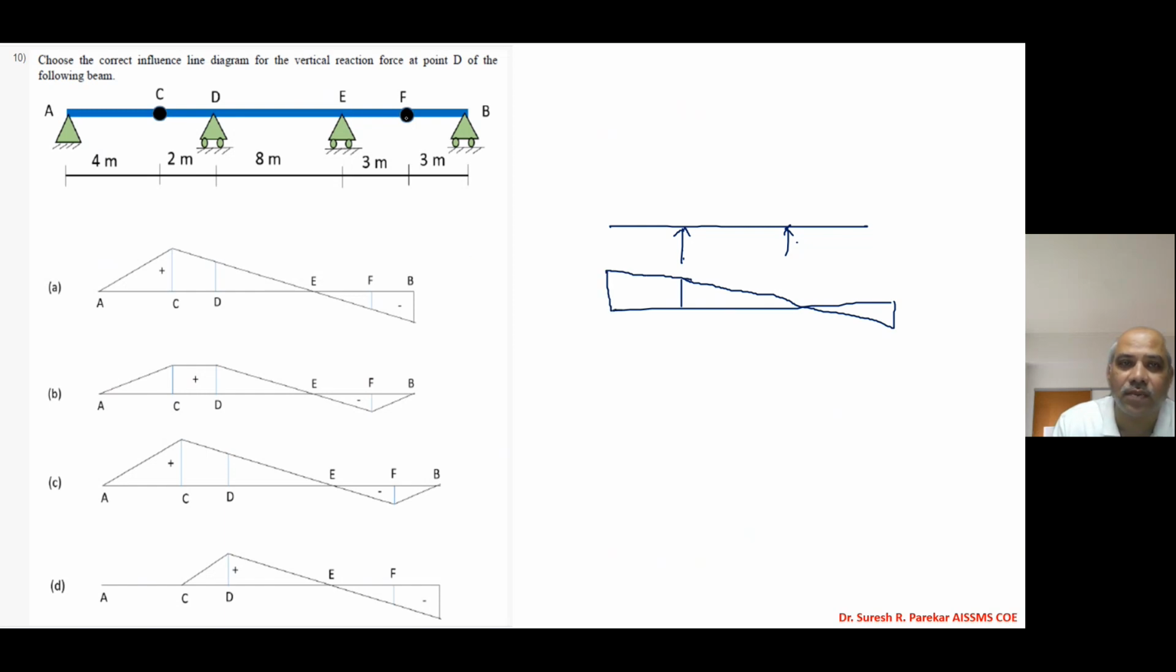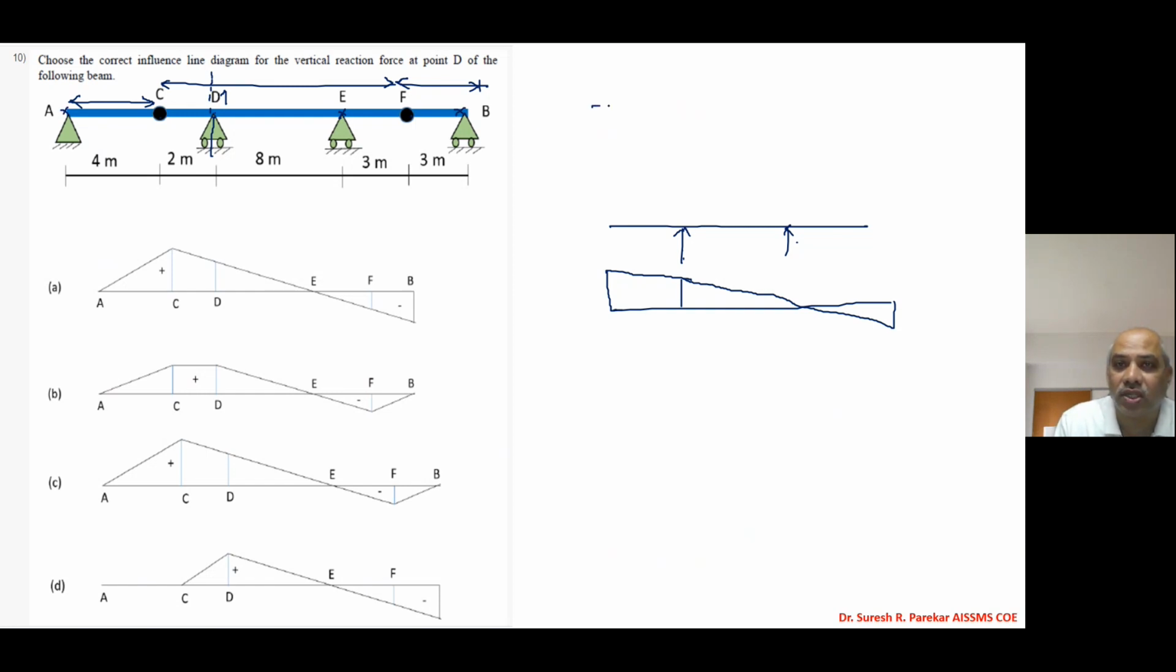Now here this is one hinge, and this is another hinge. So from A to C we have one beam, the line should be linear. C to F we have another linear line, and F to B we have a third linear line. And we have to choose the correct influence line diagram for the vertical reaction at D. So at D, what will happen if we take D up? It will go up with one here. We know the value at E should be 0, the value at B should be 0, and the value at A should be 0.